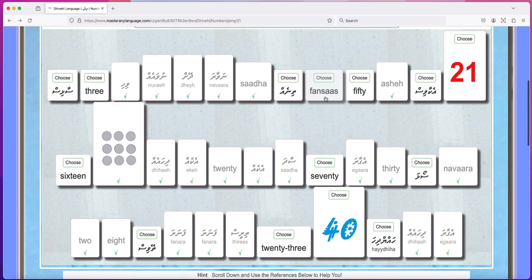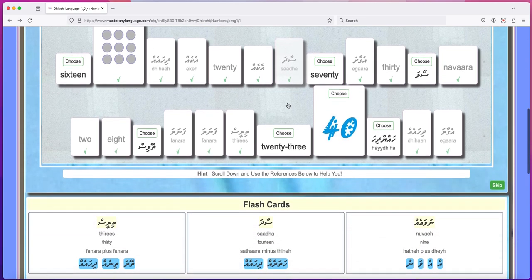Fansas. I don't have any idea what that one was. I don't know if there's anyone else I can really figure out. I'm going to have to use the flashcards. Let's see. Let's go down and use the flashcards.